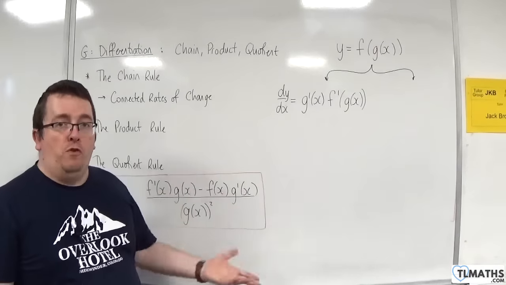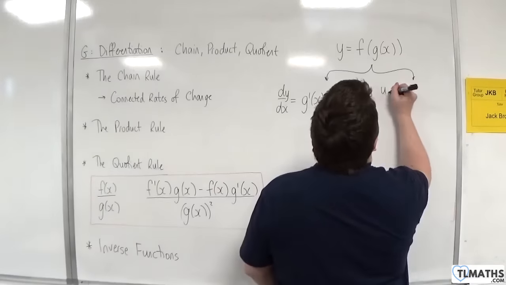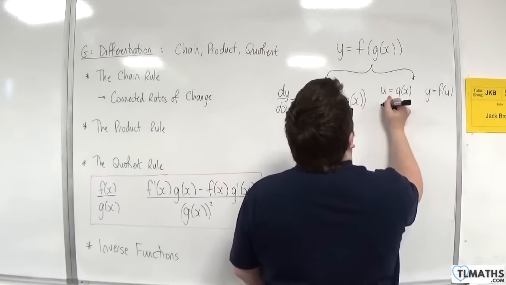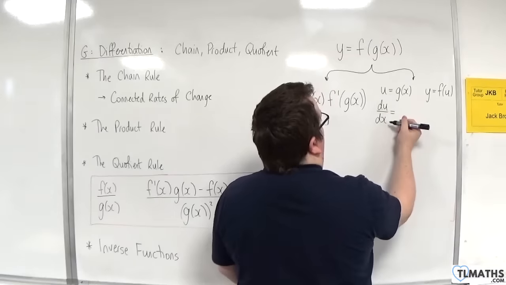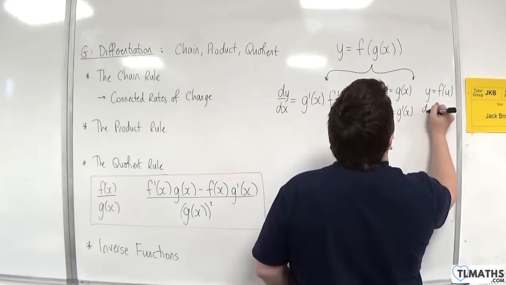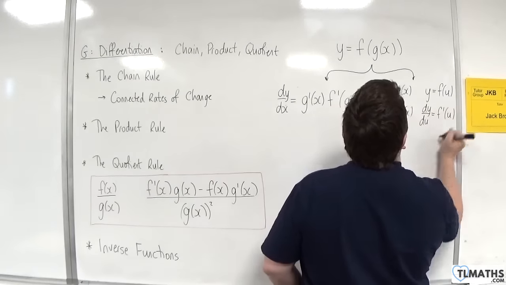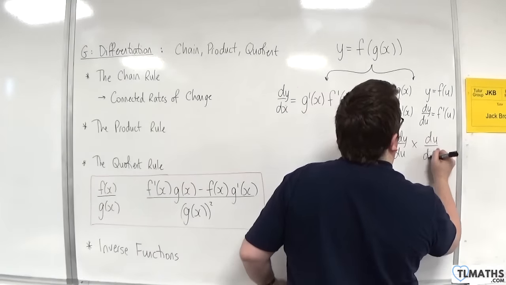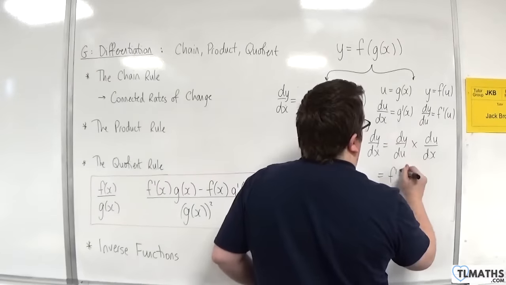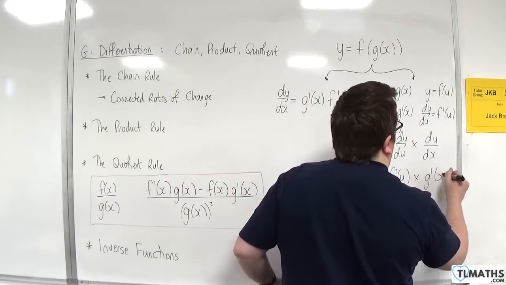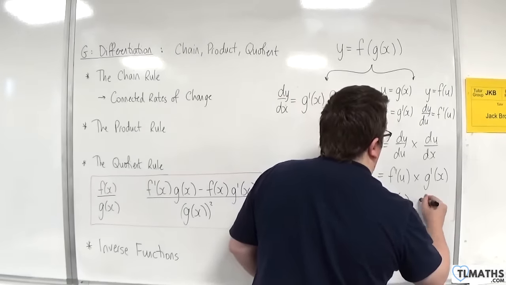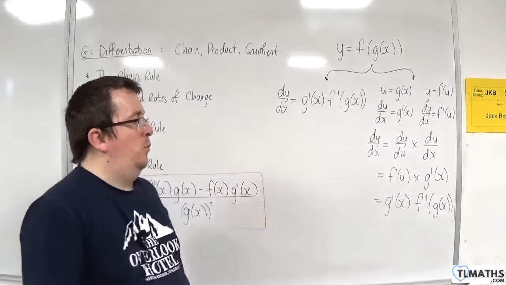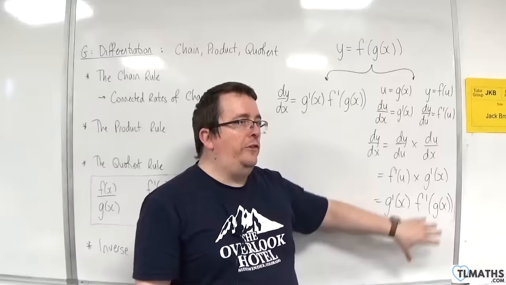However, if you want a little bit more structure to it, what you then say is, right, I'm going to let u be the interior function, and so I've got y is equal to f of u. You differentiate g, so du by dx would be g prime of x, and you differentiate y with respect to u, so f prime of u. So dy by dx is dy by du times du by dx. Dy by du is f prime of u. Du by dx is g prime of x. So I'll stick the g prime of x at the front. And I've got f prime of u. And what was u? It was g of x. And as you can see, that's exactly what you have there. That is the long-winded way of doing it. And that will always work if you're unsure.